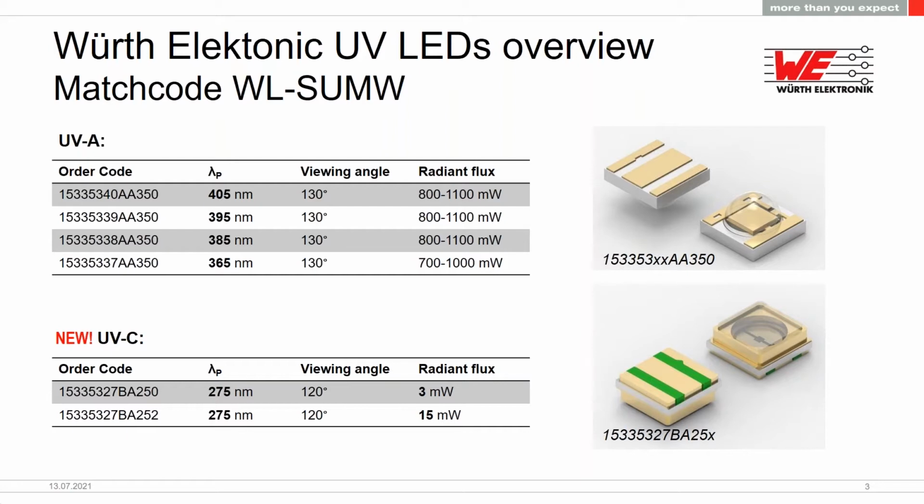Those new UVC LEDs come in two different power groups. One of the products has 3 milliwatts of radiant flux and the other one 15 milliwatts. This radiant flux is basically the optical power that is emitted by the LED.